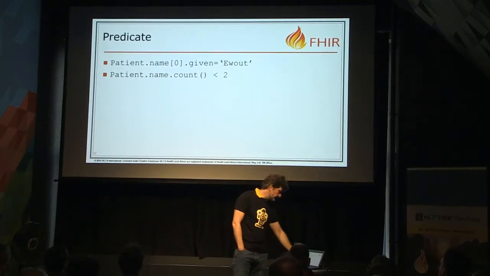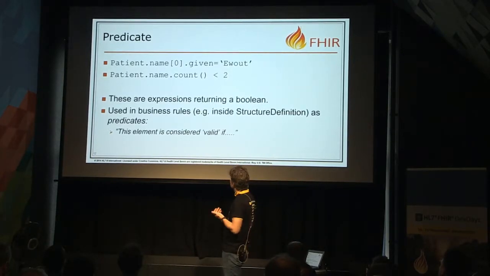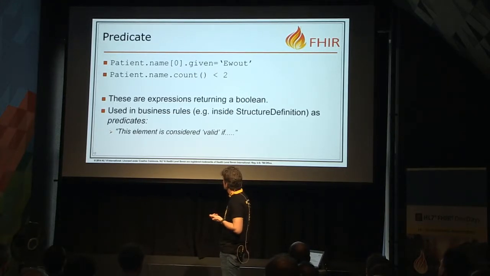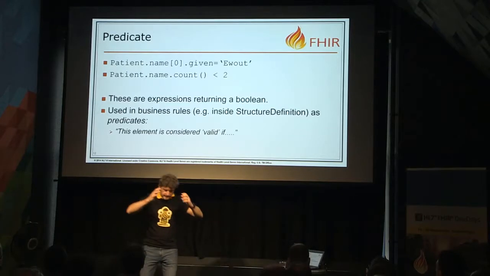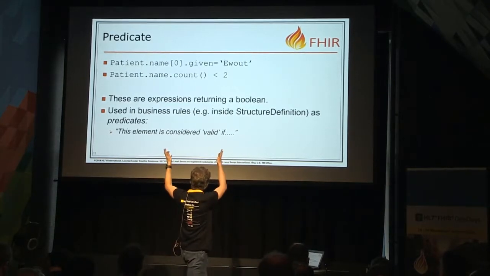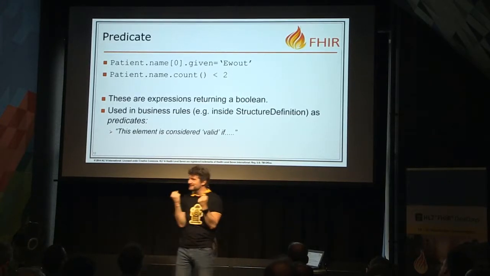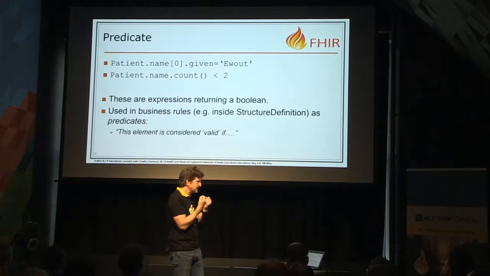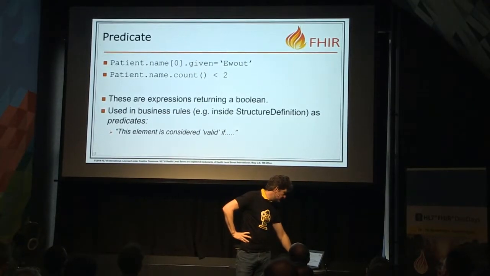Of course, we have smaller than. So these are expressions returning a Boolean, and you could use them in business rules, as in a structure definition. And then these kinds of expressions turn into, this structure definition says that this instance is valid if patient.name.count is smaller than 2. So certainly we're not selecting stuff anymore. We're treating these as predicates in a structure definition to validate whether something is true or not.